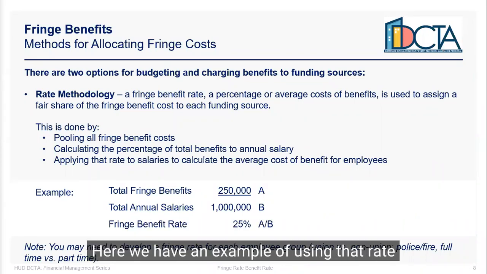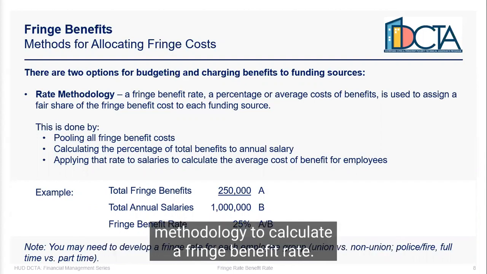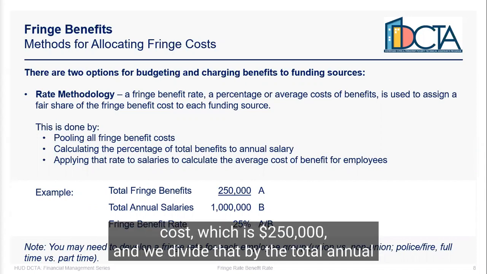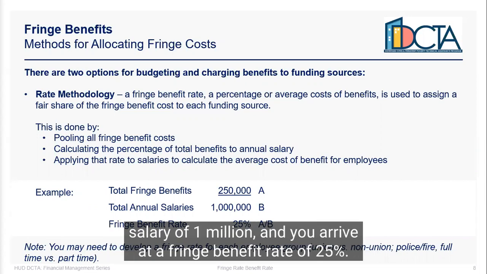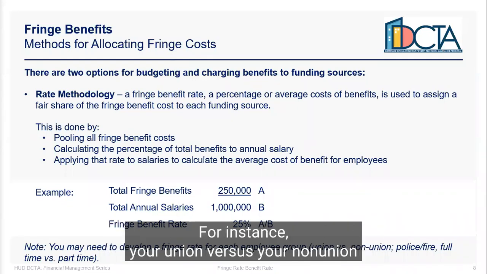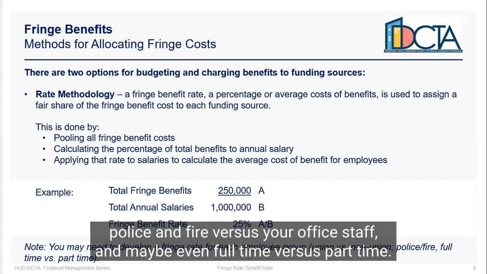Here we have an example of using the rate methodology to calculate a fringe benefit rate. In our example, we take our total fringe cost, which is $250,000, and we divide that by the total annual salary of 1 million, and you arrive at a fringe benefit rate of 25%. Once again, you may need to develop a fringe rate for each employee group. For instance, your union versus your non-union, police and fire versus your office staff, and maybe even full-time versus part-time.